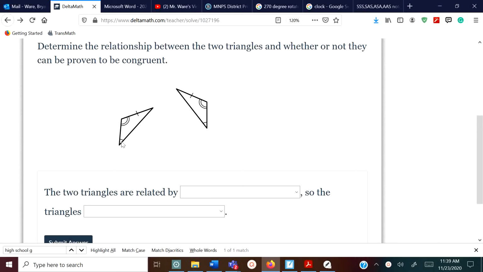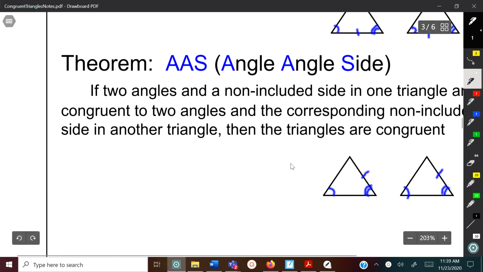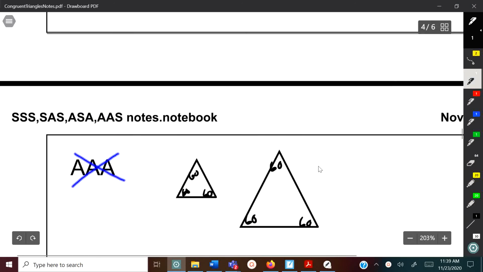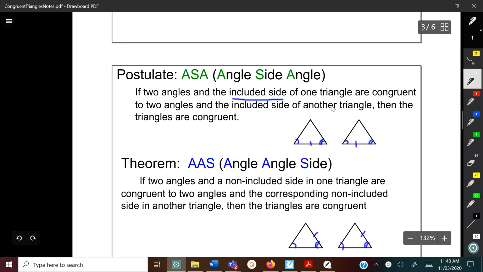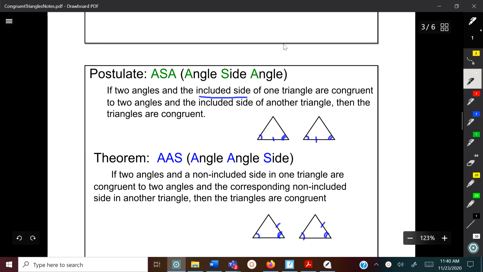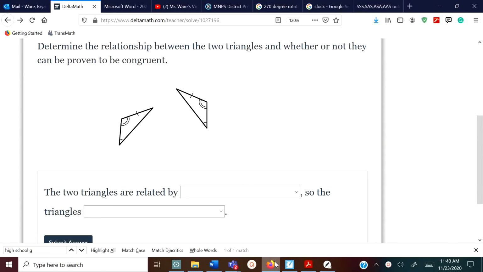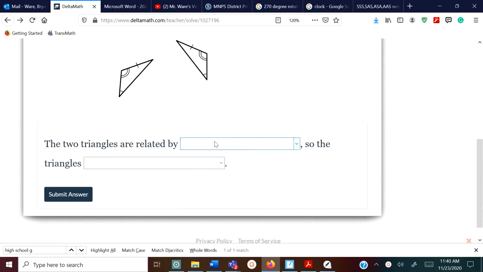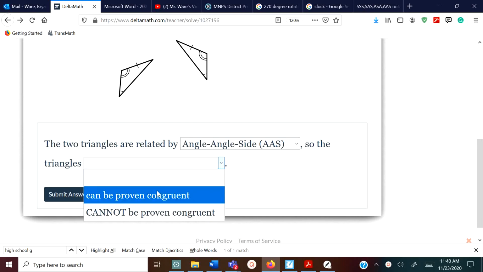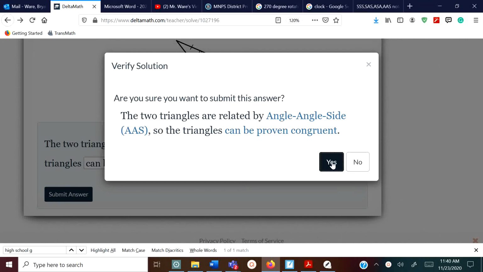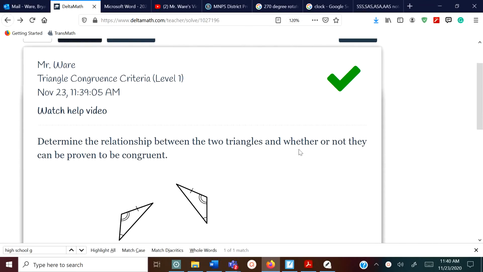If it helps, come back to your notes and look. We've got the hypotenuse leg, and we also have two angles and a side. We've got that one as one of them. Two angles and a side. So is that what this one is? Two angles, and then a side. So that's going to be angle-angle-side. That's one of my five, so it can be proven with that. Okay? That's all we're doing here.